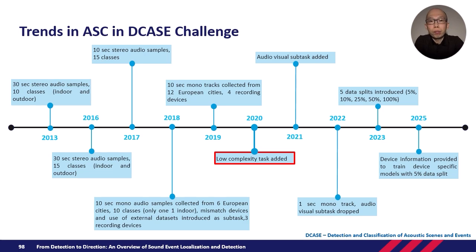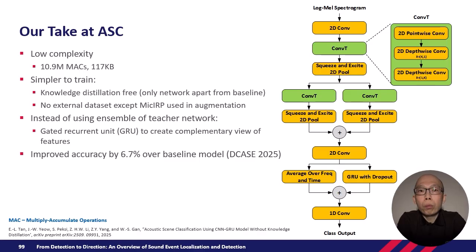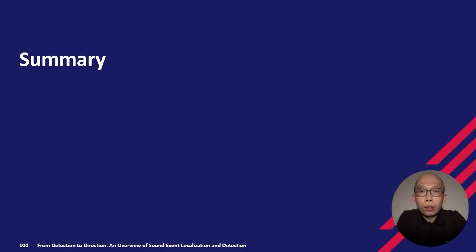Our approach to ASC focuses on keeping the model low in complexity, simple to train, while maintaining comparable accuracies. Our model operates with just 10.9 million MACs and requires 117 kilobytes of parameters. Unlike many recent submissions to DCASE, our approach is the only network apart from the DCASE baseline that does not apply knowledge distillation and does not use an ensemble of models to improve its performance. This design approach not only simplifies training, but also achieves a 6.7% improvement of accuracy over the DCASE baseline in 2025. This brings us to the end of the technical sessions of our tutorial.